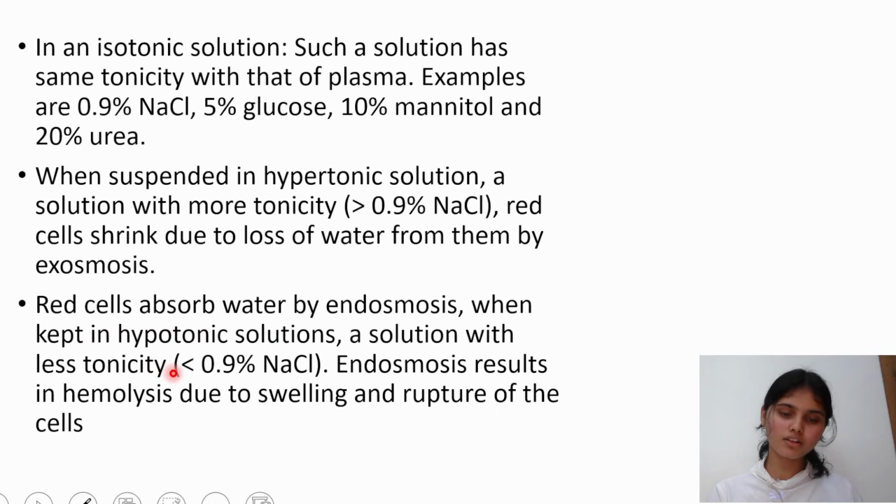The red cells absorb water by endosmosis when kept in a hypotonic solution, a solution with less tonicity, that is less than 0.9% NaCl. Endosmosis results in hemolysis due to swelling and rupture of the RBCs, because RBCs take up the water, attain a spherical shape, and then eventually burst out. That is known as hemolysis, breakdown of RBCs.